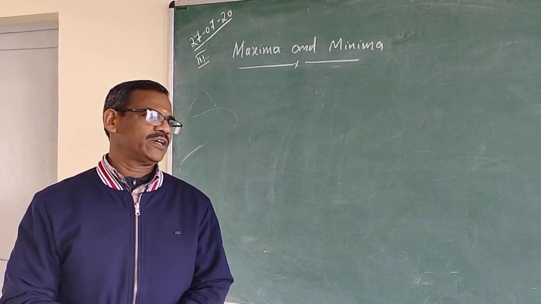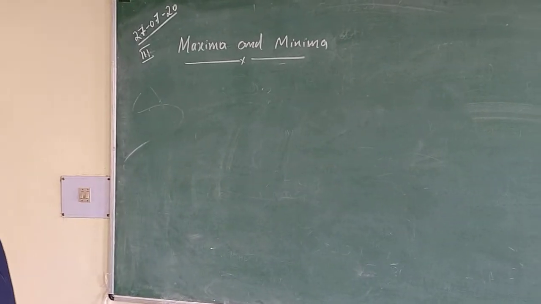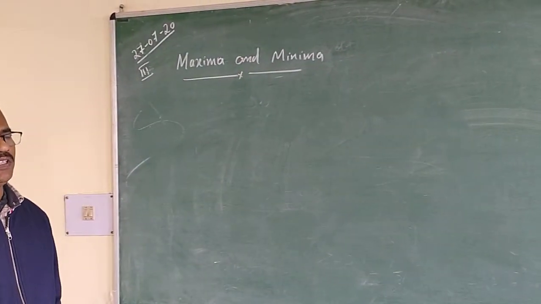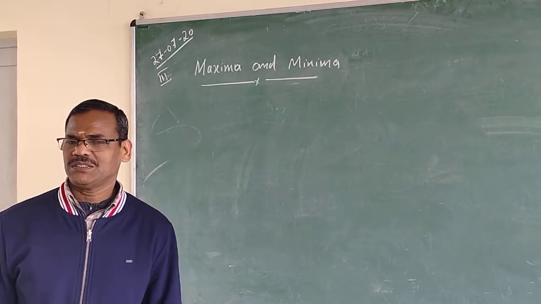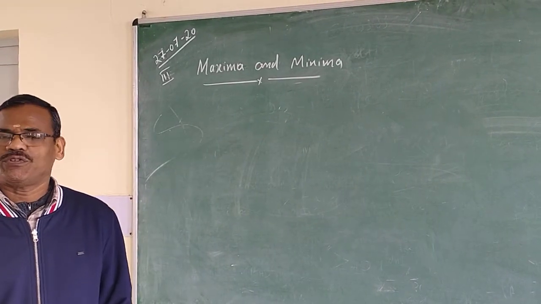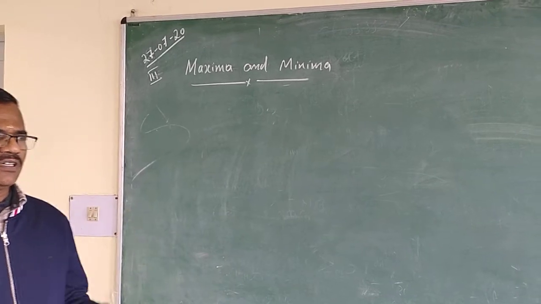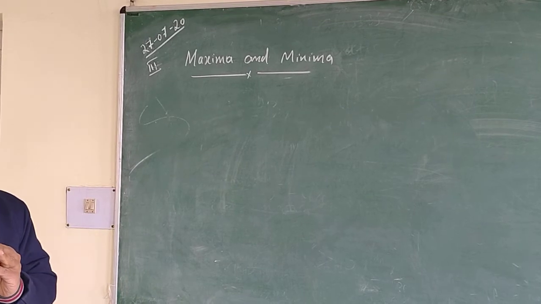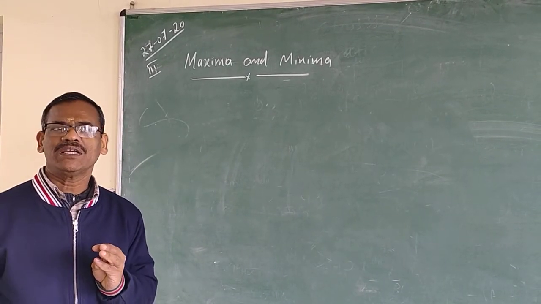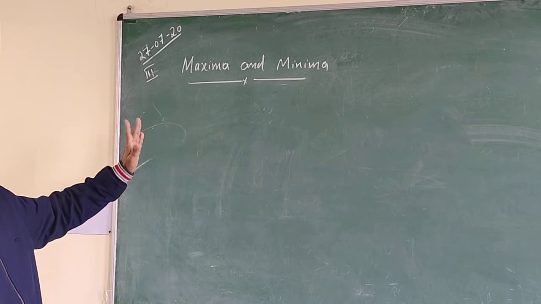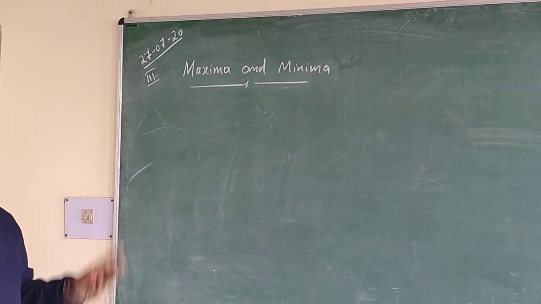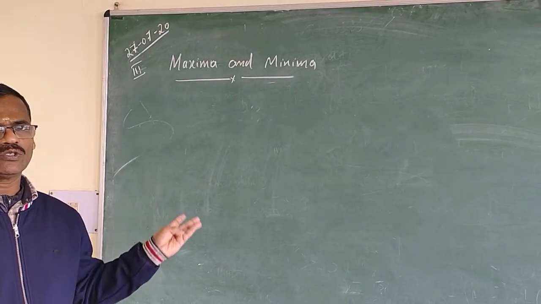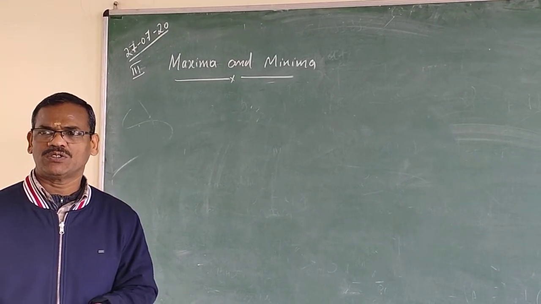Good morning, children. Today we take another application of the derivative, that is to find the maxima and the minima of functions. Maxima and minima in the sense of maximum value and minimum value of functions. Before taking that, you should have a definition of what is meant by the maximum value and what is meant by the minimum value. The normal word meaning itself shows that it is the highest value of the function or the lowest value of the function. The highest value is called the maxima and the lowest value is called the minima.